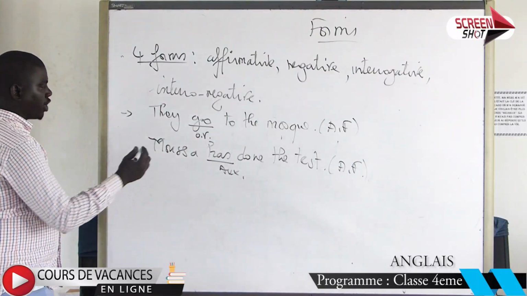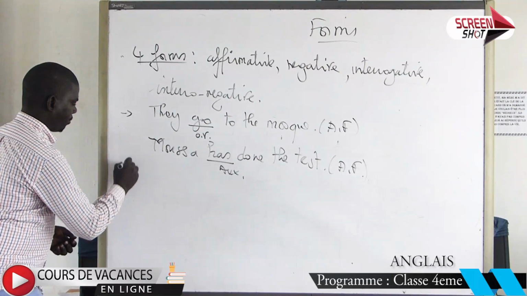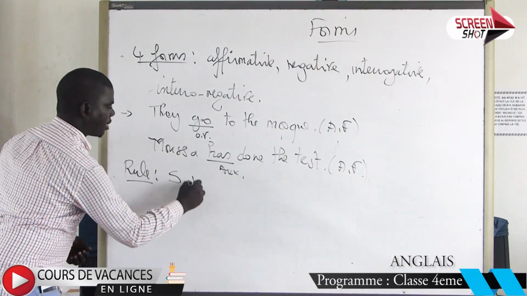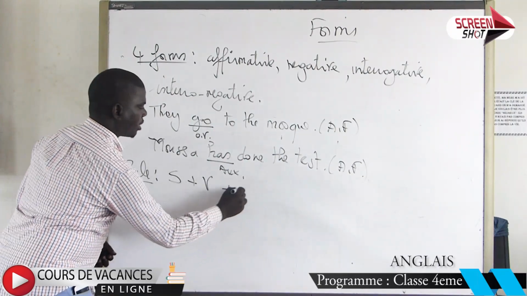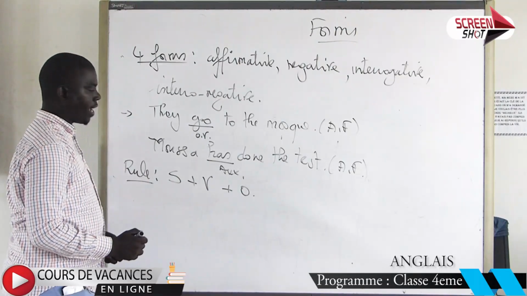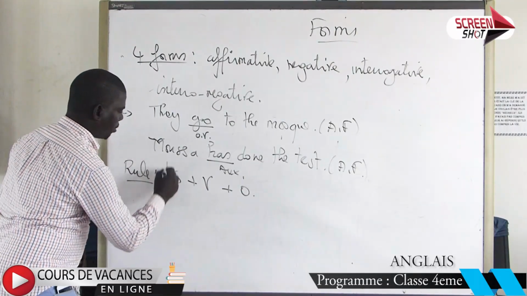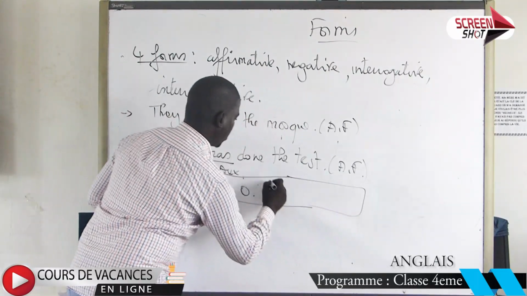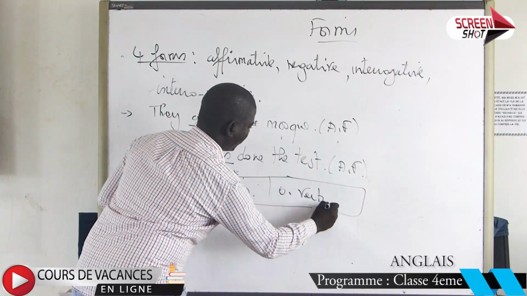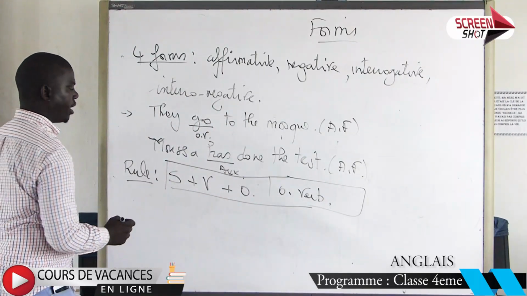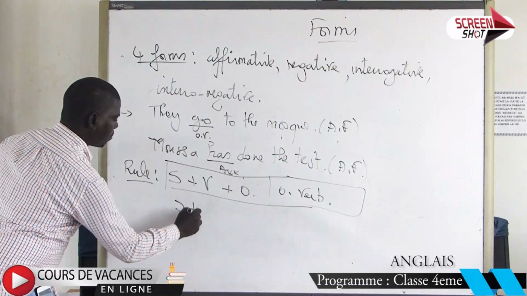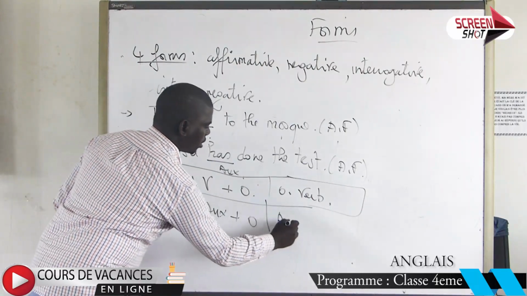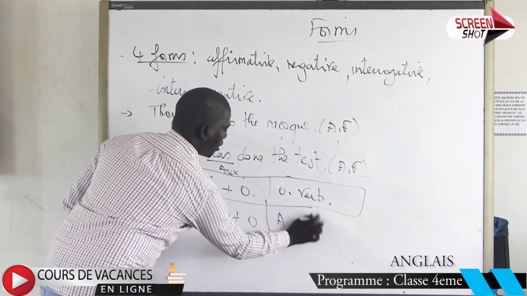And now, for the rule of affirmative form, we have subject plus verb plus object. Okay? Here, this rule is for the ordinary verb. And for the auxiliaries, we have subject plus auxiliary plus object. Here we have the auxiliary.